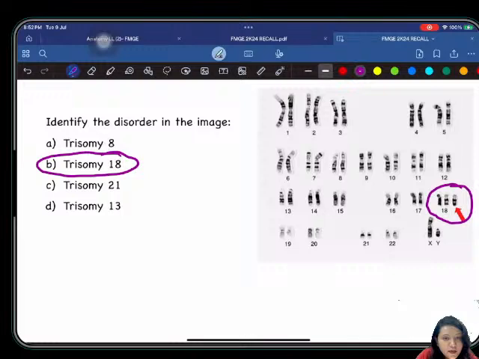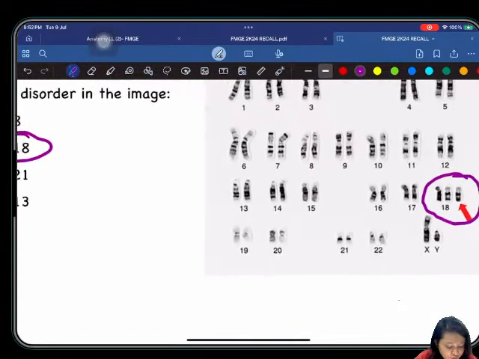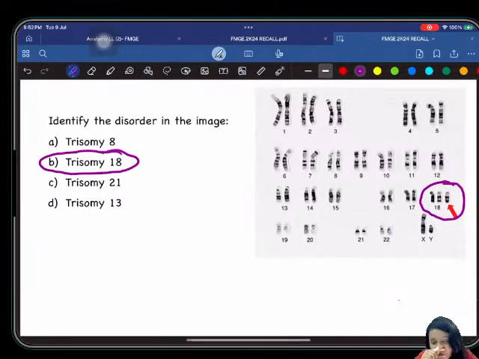Very easy. If they gave you a direct question like this, I don't know what type of question came, but from the recall, from the students who have recalled it. If you can see the karyotype, and you see 3 chromosomes at number 18, then it is trisomy 18. Now what is trisomy 18?